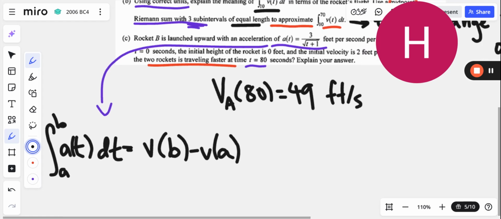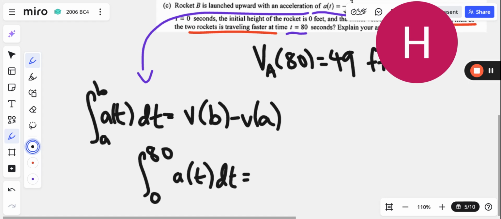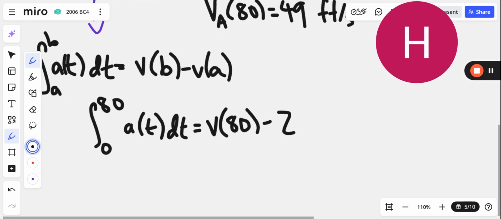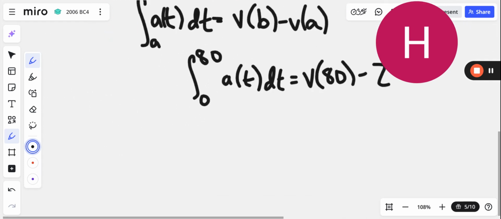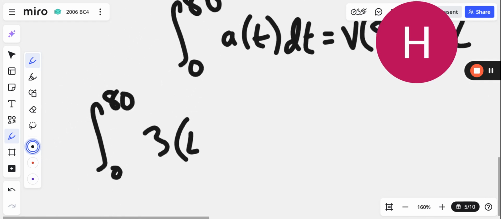And we know that the initial velocity is 2 feet per second. So the integral from 0 to 80 seconds, which is the overall change in velocity, is going to take us to whatever the velocity at 80 is minus 2. It's going to represent the total change. So we have to take this integral. Let's rewrite the integral maybe as 3 times t plus 1 to the negative 1/2.